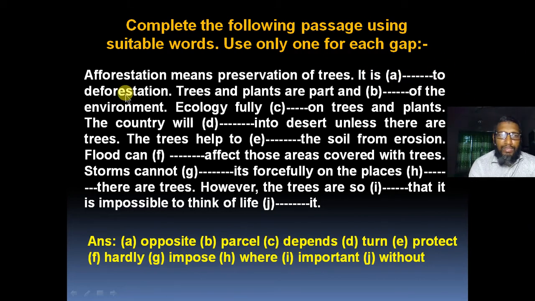It is opposite to deforestation. Dear learners, listen here very attentively. It is a subject and verb. So in the gaps we can use a noun or adjective. So opposite is a noun to deforestation.